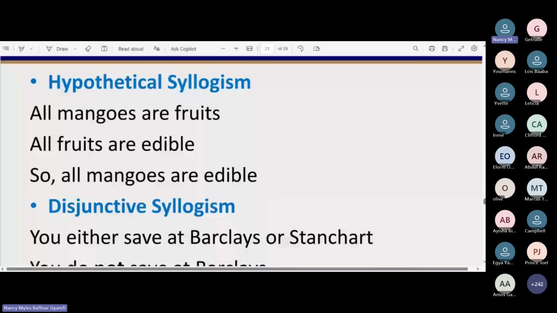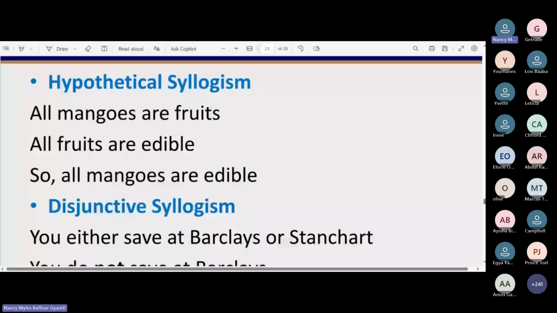Watch. Hypothetical syllogism. Very easy. All mangoes are fruits. See that fruit is a consequent in the first premise. All fruits are something else, edible, nutritious, what have you.